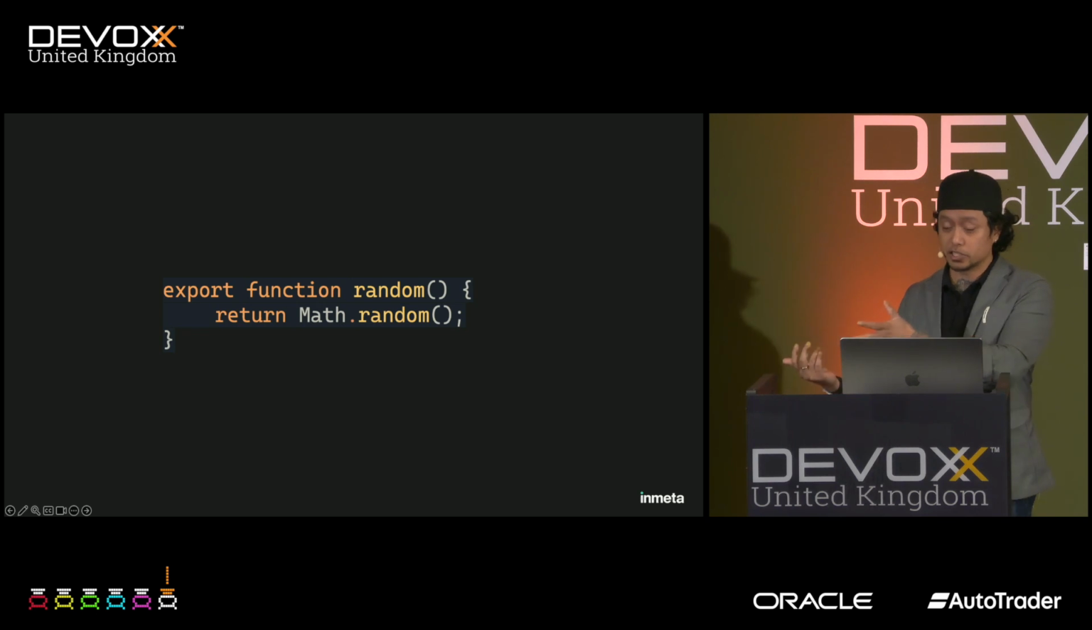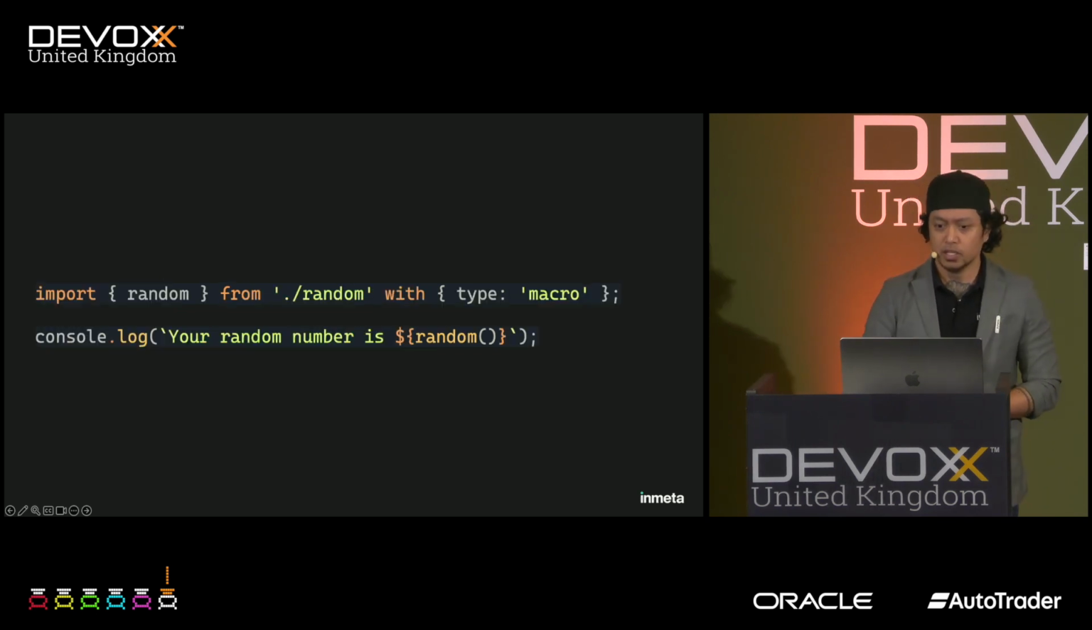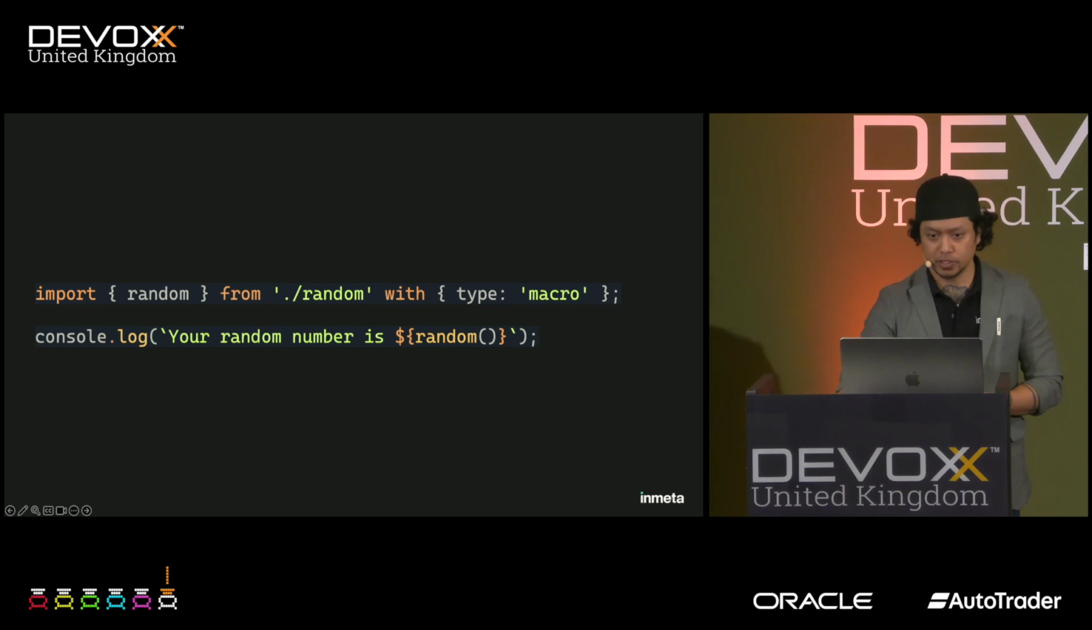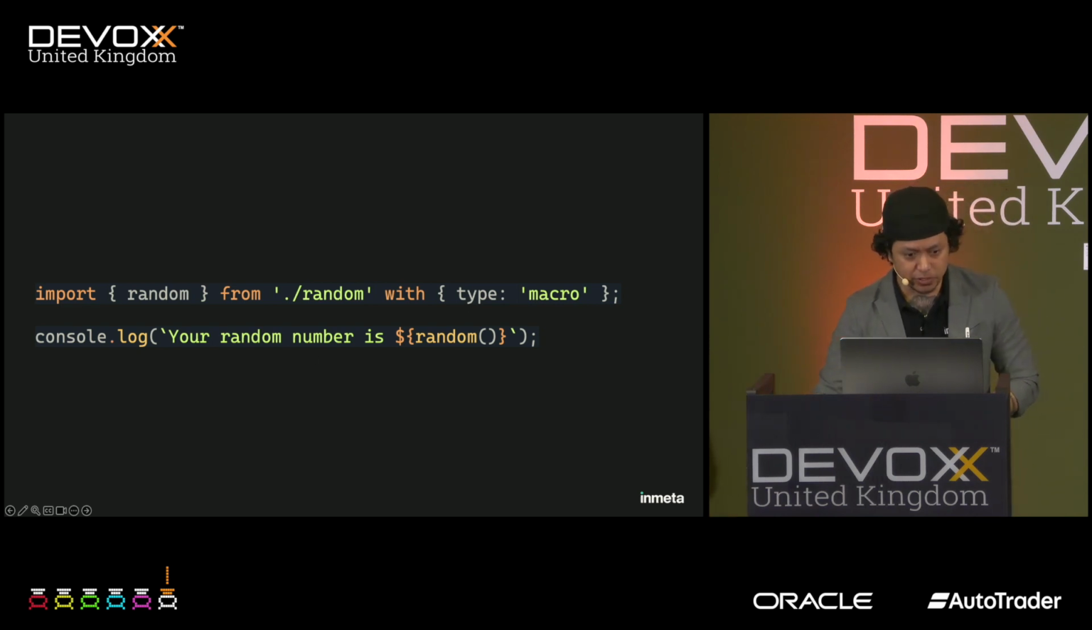this is just a random number, right? So note here that macros are indicated using an import attribute here.